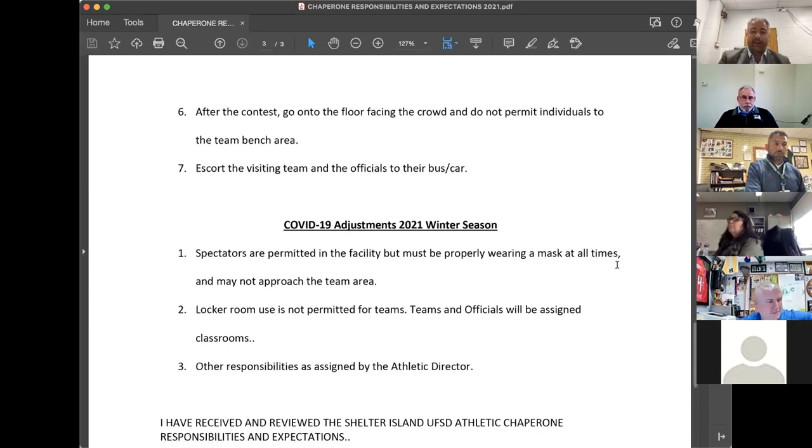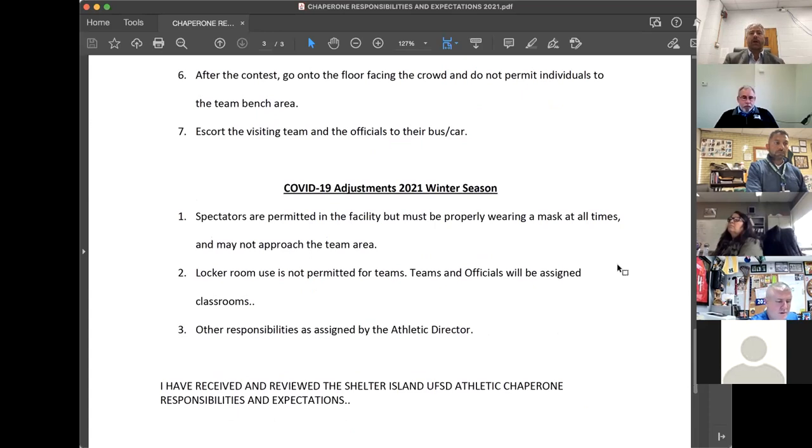We do add in, for my folks, Covid adjustments to what we're doing. So again, they know that spectators have to be properly wearing a mask at all times, and they may not approach the team area. So they'll know that, boom, if I see someone with it hanging down, et cetera, and we had this during volleyball, the chaperone goes right over and addresses the individual. And again, it's just like if you were screaming at an official or anything else. These are our safety rules.